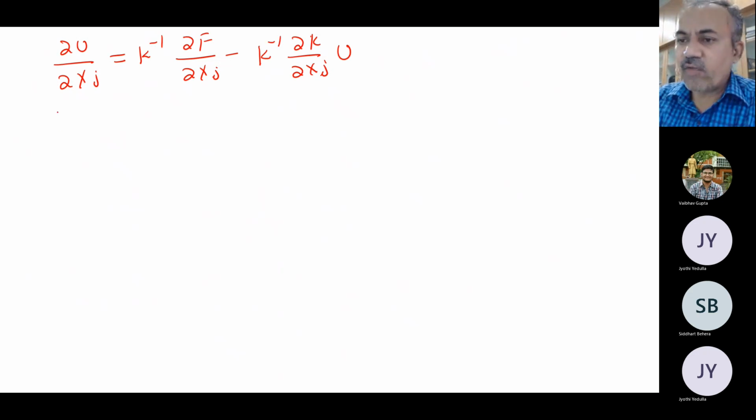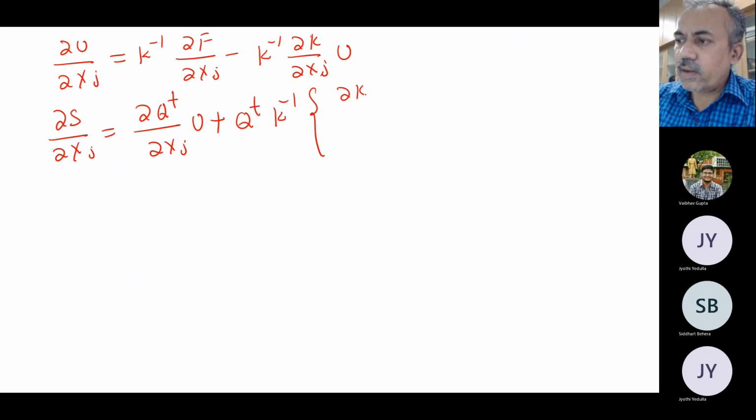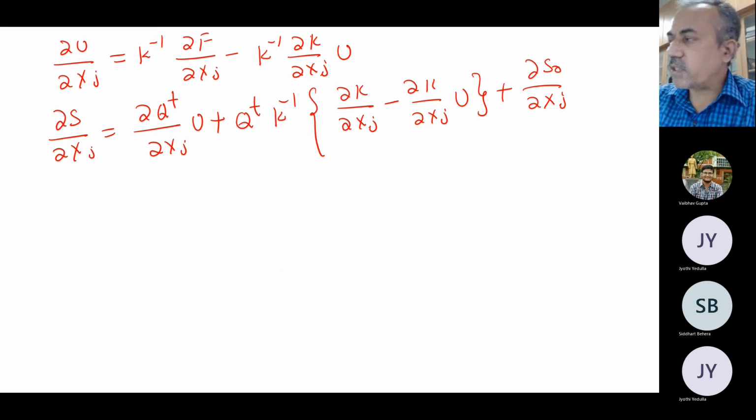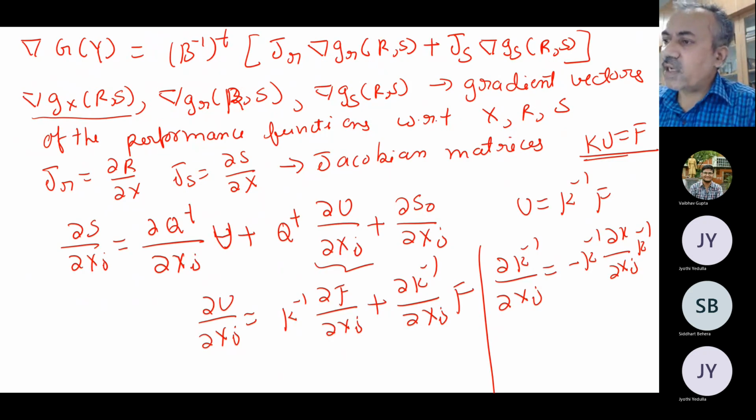So many calculations are there, and finally dou S by dou Xj turns out to be dou Q transpose by dou Xj U plus Q transpose, if you substitute everything, dou K by dou Xj minus dou K by dou Xj multiplied by U, plus dou S naught by dou Xj. So this is the expression for the derivative with respect to S. Now we compute dou S by dou Xj from this big equation. Once you know these derivatives, you substitute in this expression itself.